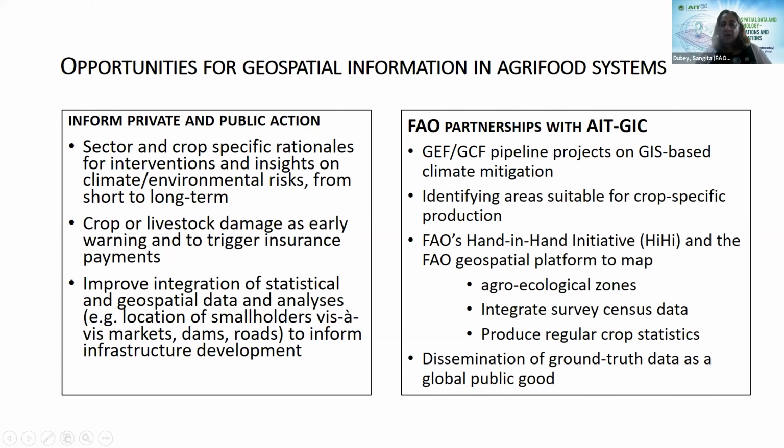So when we're informing private and public decision-making and actions, there are sector and crop-specific interventions and also insights to deal with things like climate and environmental risk, both from a short-term to medium-term to long-term perspective. There's assessment of crop or livestock damage, both as early warning to mitigate, but also after the fact to trigger insurance payments and accurate insurance payments. And then just the improved integration of data beyond just geospatial data with the survey data that's currently collected from household surveys, farm surveys, censuses, as well as all the infrastructure data that's available.